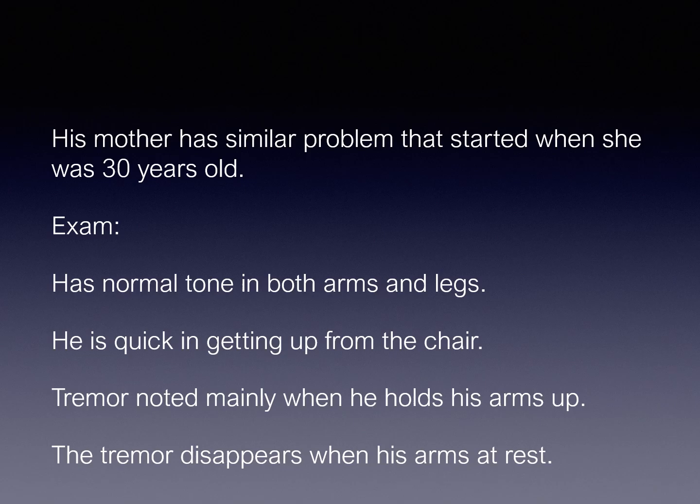His mother has a similar problem that started when she was 30 years old. On examination, he has a normal tone. So basically, he does not have rigidity, again, in both arms and legs. He is quick in getting up from the chair, so he does not have bradykinesia. The tremor is noted mainly when he holds his arms up or when he is holding objects with his hands, and the tremor subsides when his arms are at rest.